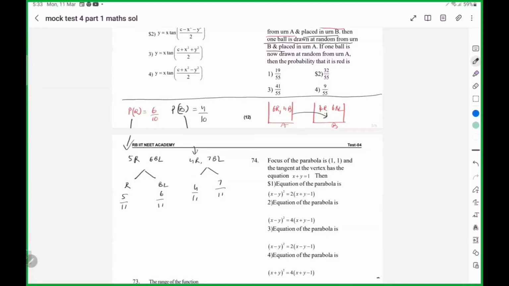So again he placed in urn A. Now in this case urn A, after transferring a red ball, there are 5 red and 6 black. So if we again transfer red ball, here you will have 6 red and 6 black.